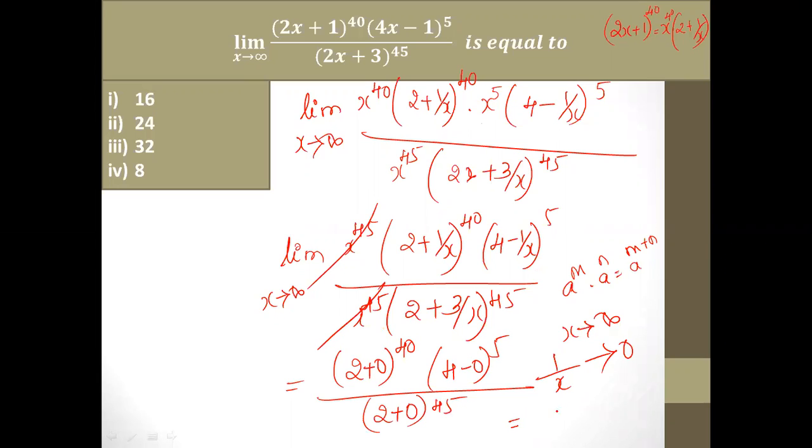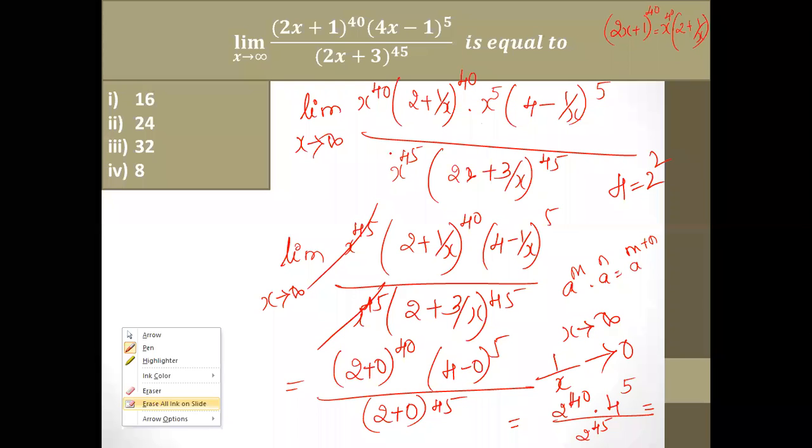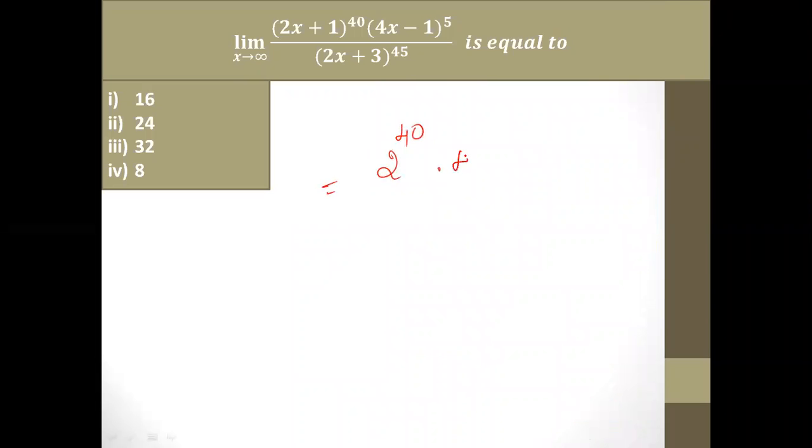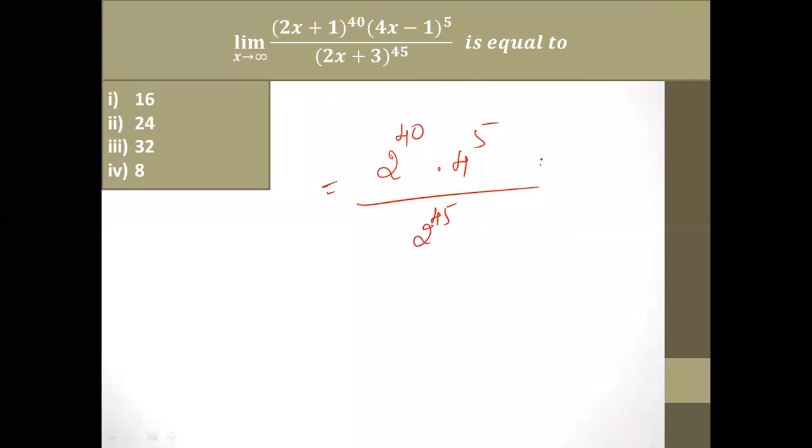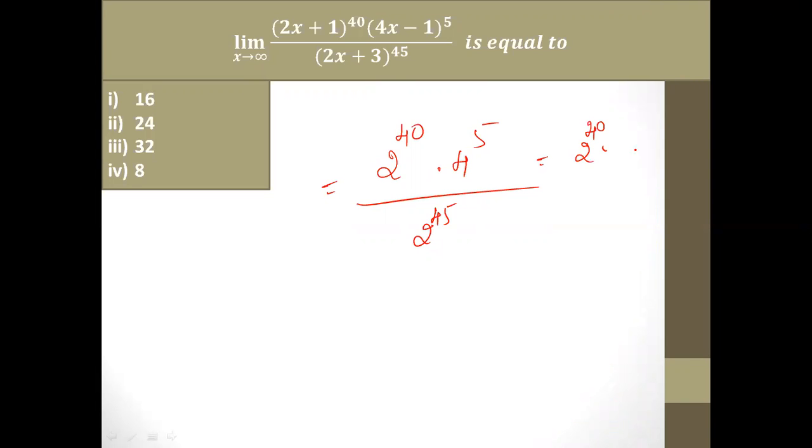So that is 2 power 40 into 4 power 5 divided by 2 power 45. Now 4 power 5, because 4 can be written as 2 square. I'll erase these things. At the end it was in this form, 4 power 5 by 2 power 45. So 4 can be written as 2 square, because everything is in terms of 2, I'll write this also in terms of 2. Substituting 2 square for 4, it becomes 2 power 40 into 2 square power 5, divided by 2 power 45.